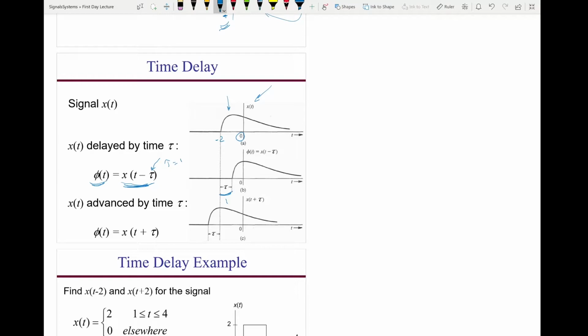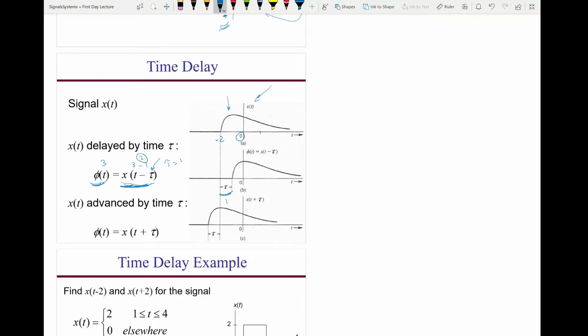For example, if I want to know what is the signal x at 3 o'clock, so I'm going to plug 3 here at t, minus tau is 1, so that's 2. So this new signal at 3 o'clock will equal the old signal at 2 o'clock.